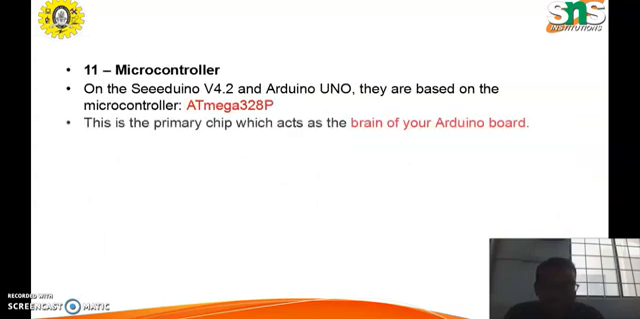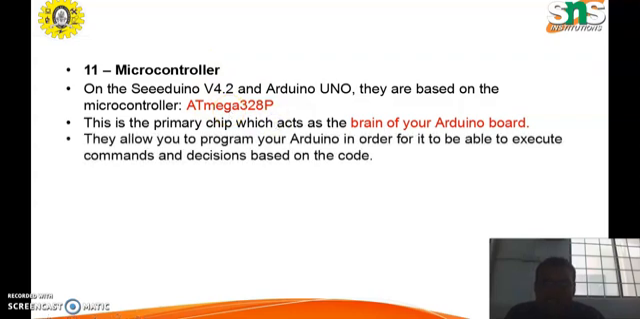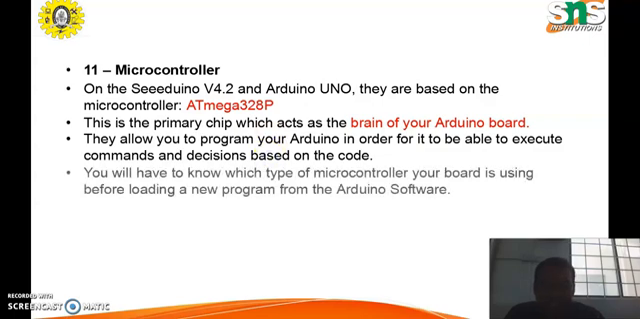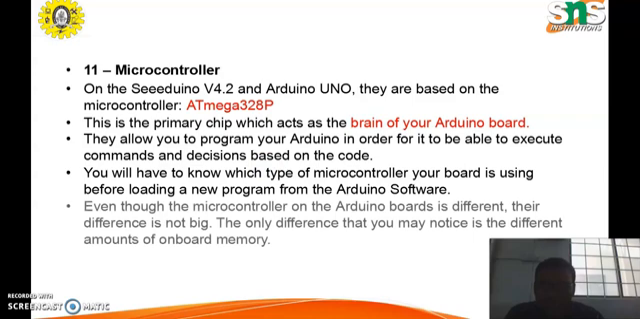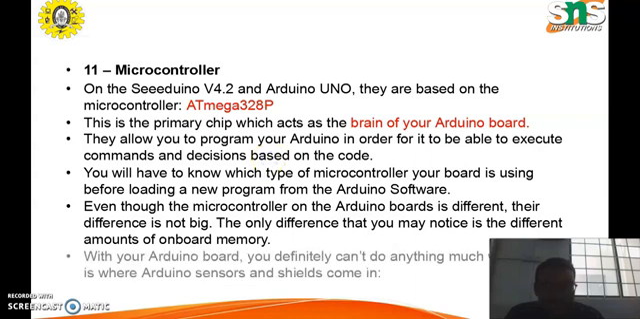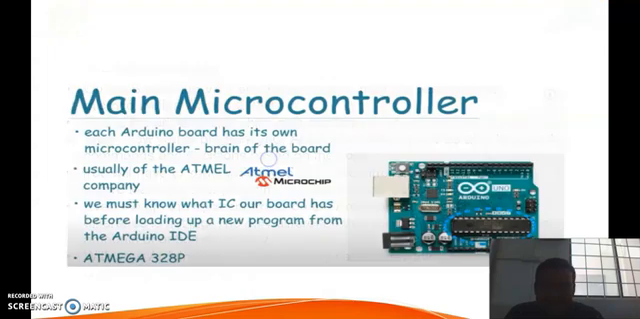Next, one of the major components used in the Arduino board is the microcontroller. In the case of Arduino UNO, it is based on the ATmega328P. This is the primary chip which acts as the brain of the Arduino board. It allows you to program your Arduino so that it is able to execute commands and decisions based upon the code. Even though the microcontroller on each Arduino board is different, the difference is not so big. The only difference that you may notice is the different amount of onboard memory.